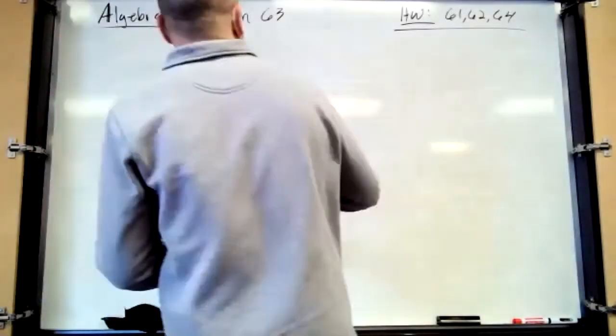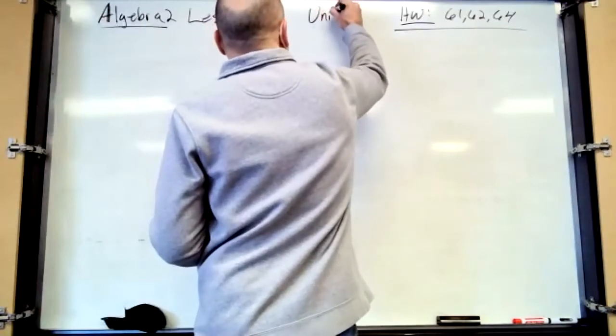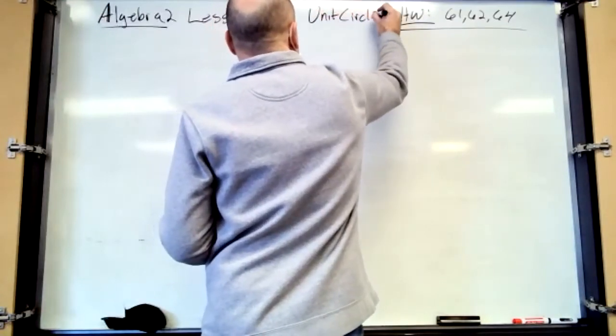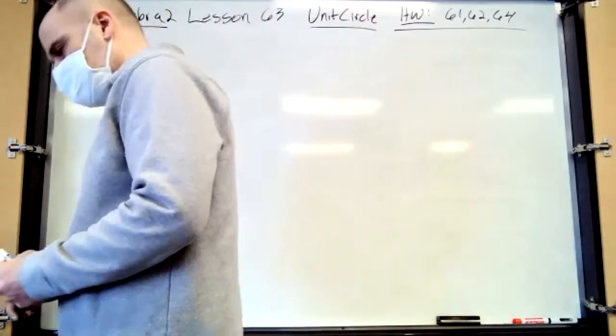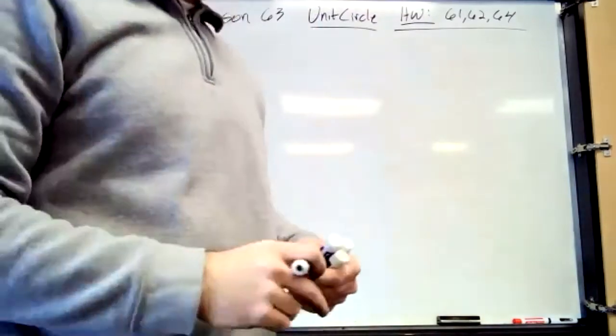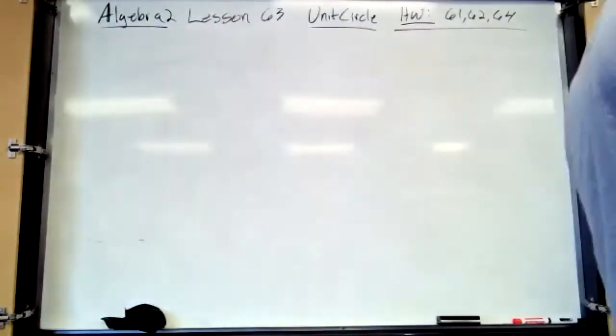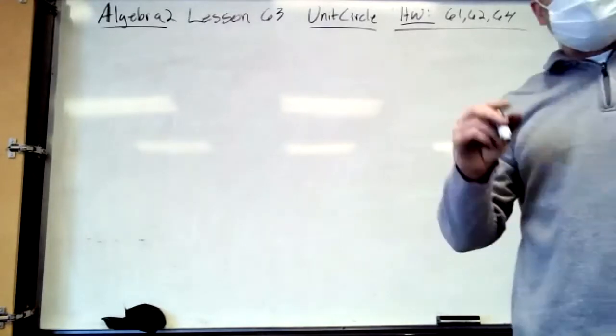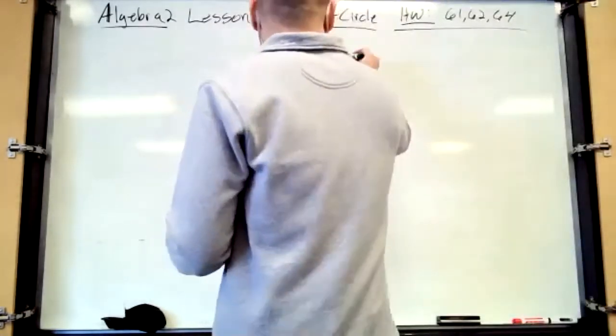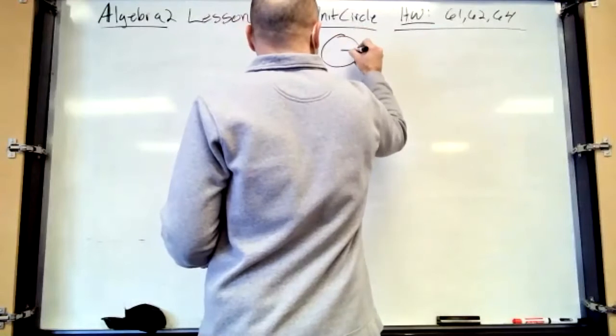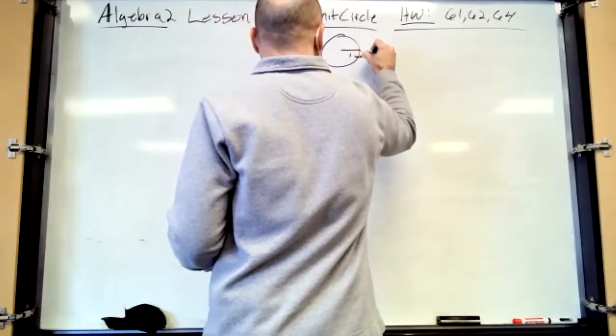Okay, we're going to talk about the unit circle. This has to do with some trigonometry, but it's a unit circle. They call it a unit circle because it has a radius of 1. Okay, so here's my circle, radius of 1 unit.